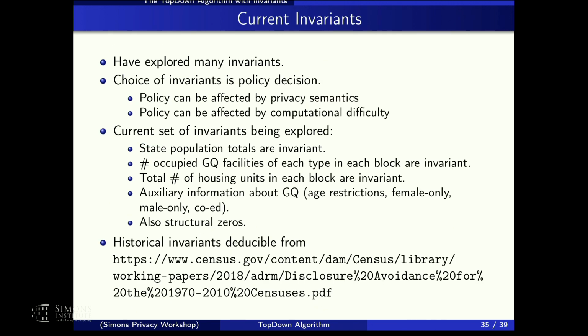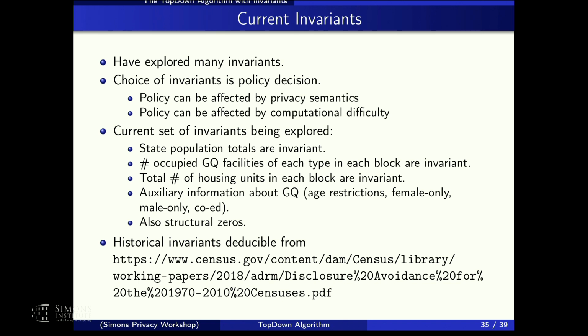All right. So we've explored many invariants. The actual choice of the invariants is a policy decision. So our job is just to support them and give advice, basically saying, how does this affect privacy semantics? And what happens to our ability to actually generate data that satisfy those constraints?